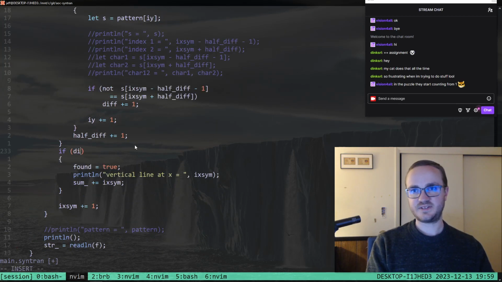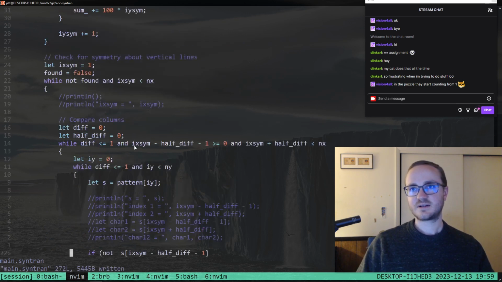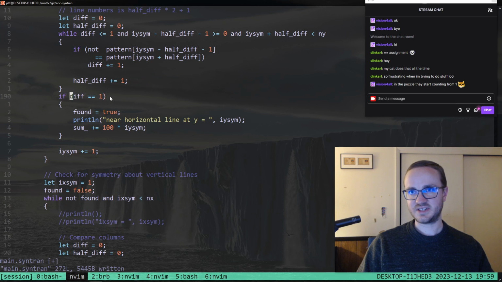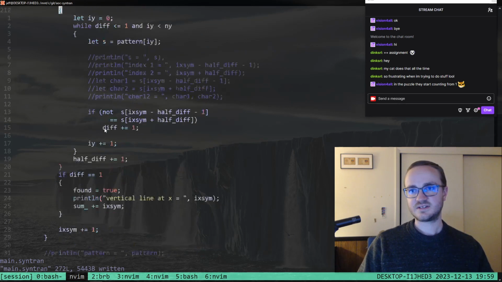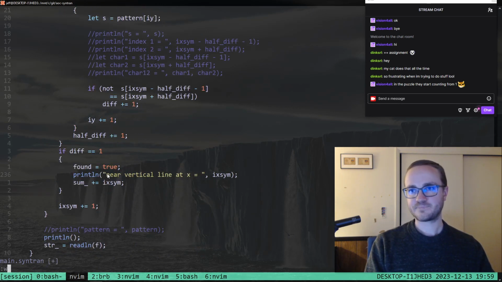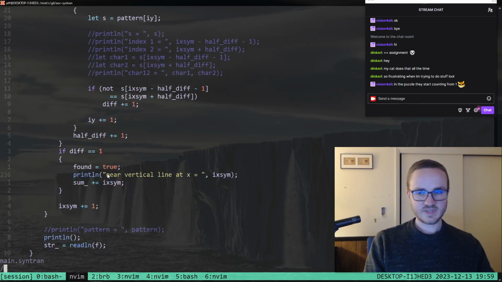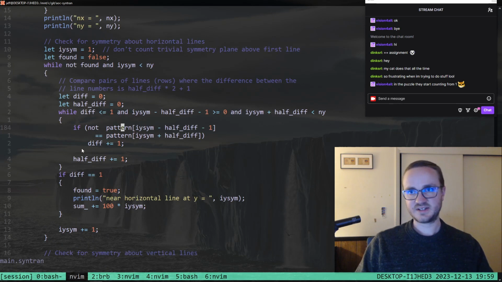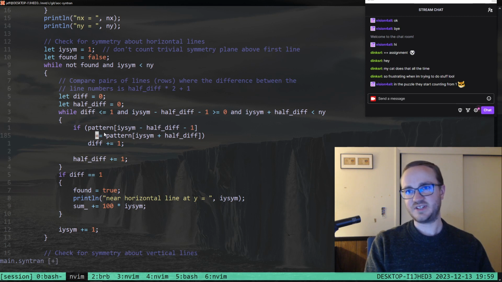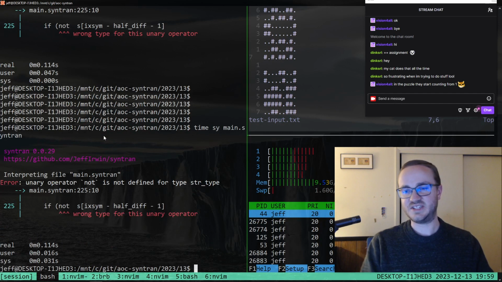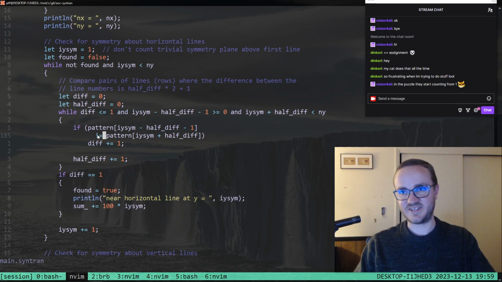And then if diff equals 1. I don't actually need parentheses here. Let me be consistent about that. I don't remember what we were expecting for the test input. It doesn't parse. I need extra parentheses. So here's what I mean. There is no not equals operator for strings. Not yet. This should be easy for me to add, but I just haven't.